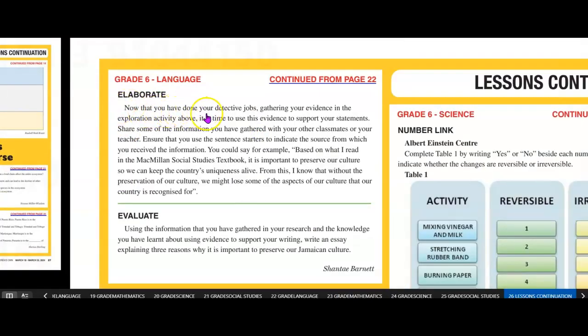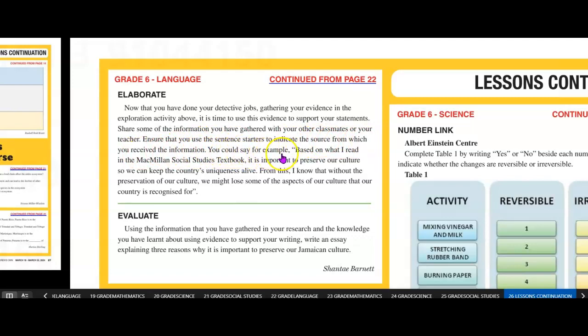Elaborate. Now that you have done your detective job, gathering your evidence in the exploration activity above, it is time to use this evidence to support your statements. Share some of the information you have gathered with your other classmate or your teacher. Ensure that you use the sentence starters to indicate the source from which you received the information.